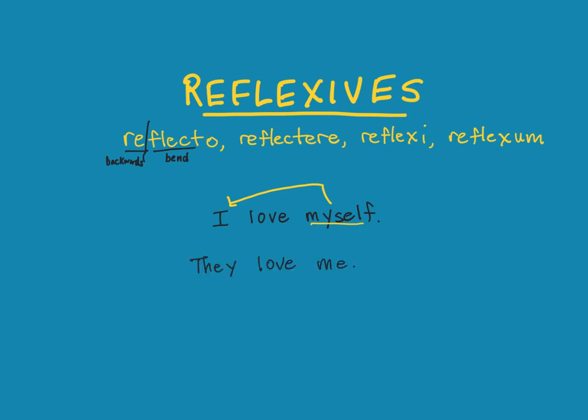Let's compare the reflexive to a regular personal pronoun. Me is not a reflexive pronoun because it doesn't refer back to the subject of the sentence. Notice that in Latin, the first person pronoun doesn't change when it's reflexive. It looks the same as a regular personal pronoun. When we translate into English, we have to use a different word, but the Latin is the same.